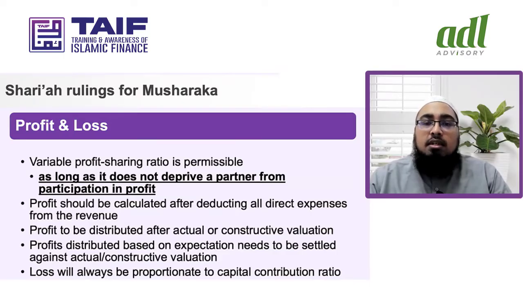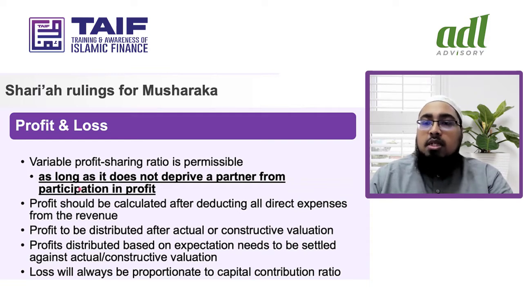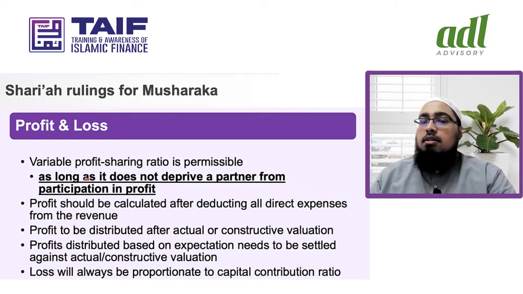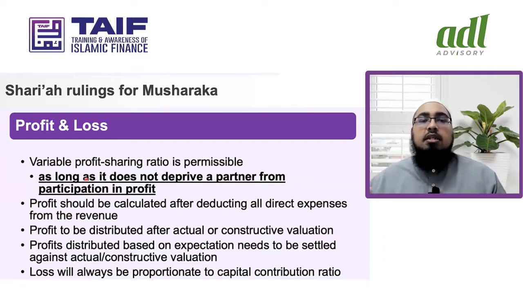Maybe I will just summarize a few of the things which are very important. In the Musharaka Sharia standard, the most important part is about profit and loss sharing requirements. In the very first part, it explains all the different types of Musharaka, the modern ones, the classical ones. And then it goes through managing a Sharika venture, then profit and loss.